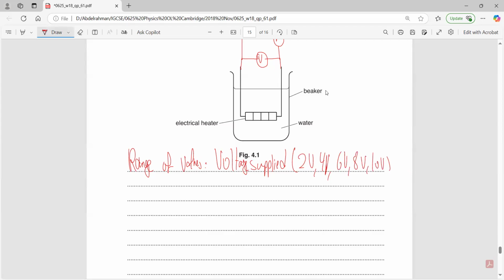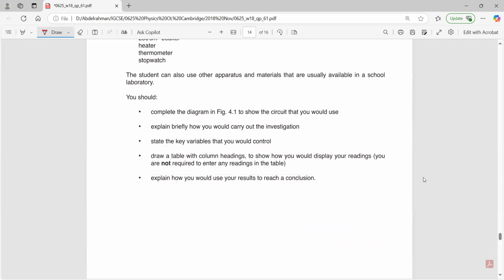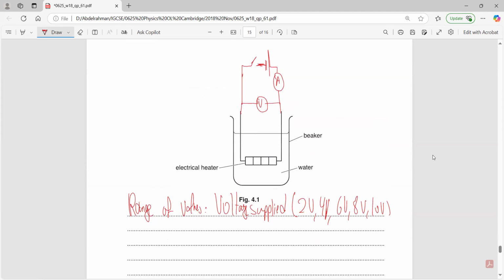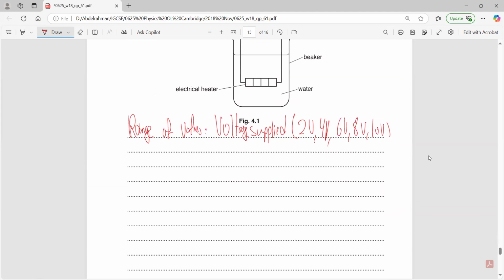A range of values. How can I know the ranges? I wrote down 2, 4, 6, 8, 10. I didn't exceed above 10. Why? Because the maximum voltage of the battery is 12 volts. So you cannot go above 12 volts. Okay, this is the range of the values for the input voltage. This is the independent variable. This is the number that I will be changing.